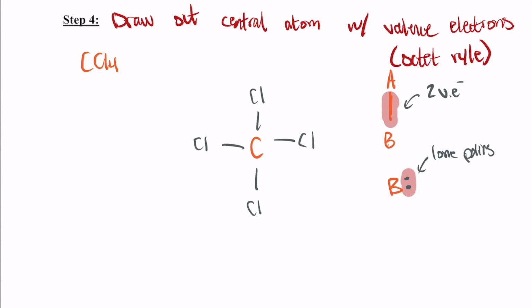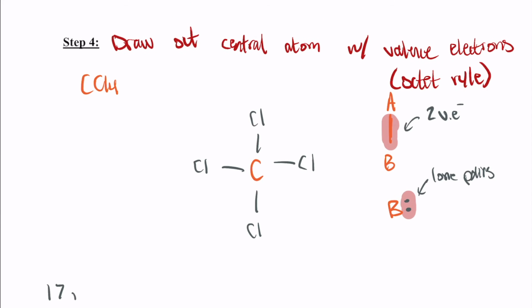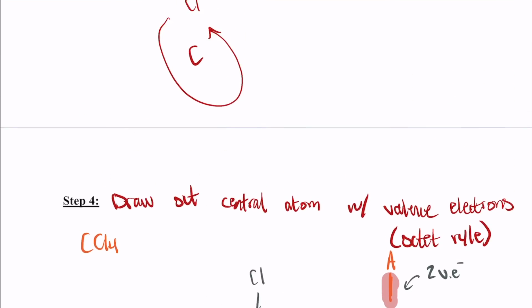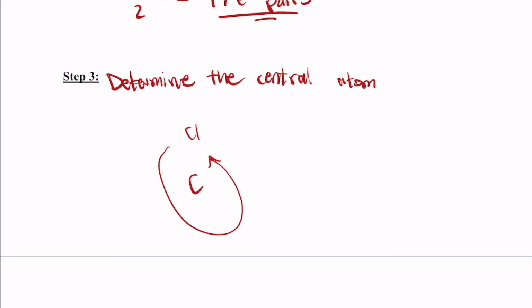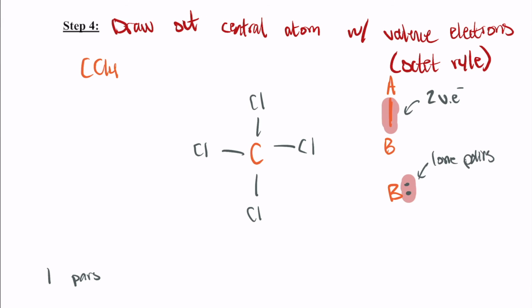Okay, so we know again that we have 17 pairs of electrons to account for. 16. That was a silly mistake of mine. I divided 32 incorrectly. There we go. So we have 16 pairs we want to account for in carbon tetrachloride.